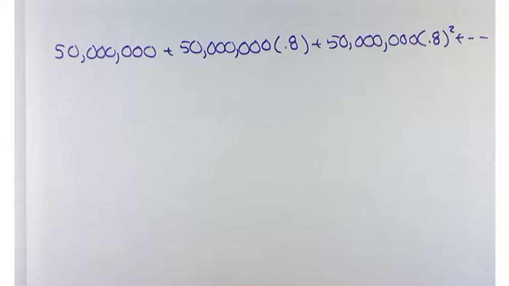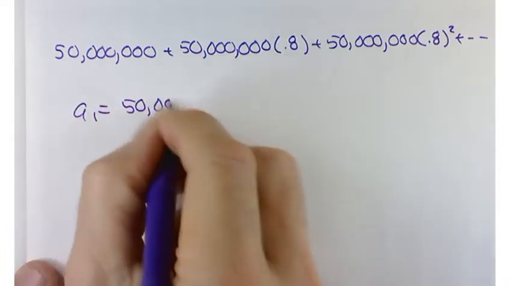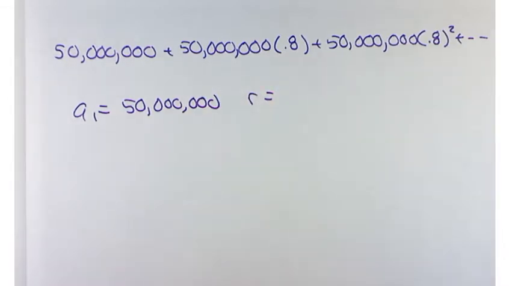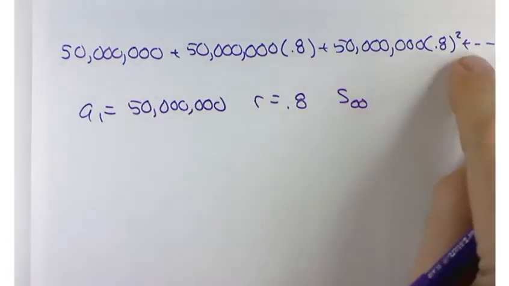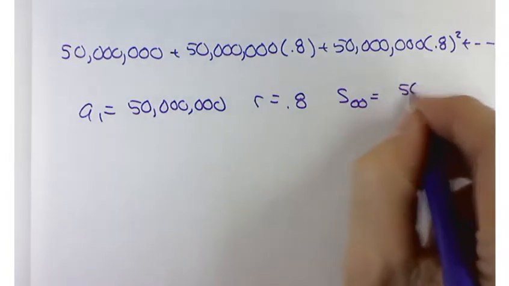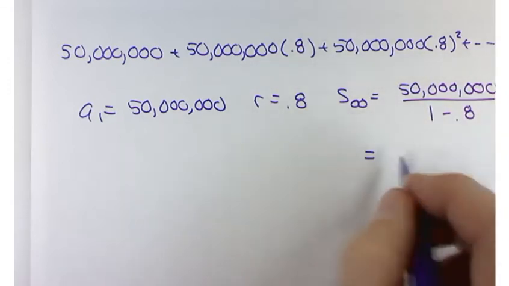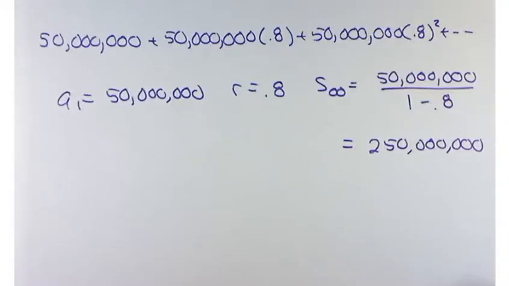And what is this? Well, this is actually kind of an answer to your question, Ted. This is an economic multiplier effect. a sub 1 is $50 million. What's r in this case? 0.8. Let's see if we can figure out S sub infinity. What would be the total if this applied all the way down the line? If that kept on getting re-spent and re-spent and re-spent, it would be $50 million divided by 1 minus 0.8. And that would turn into $250 million. And that sounds a lot more impressive.